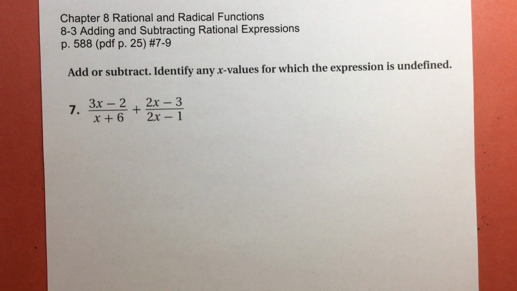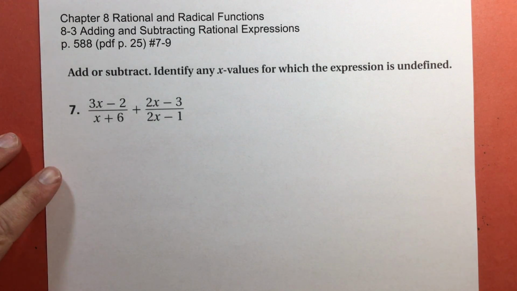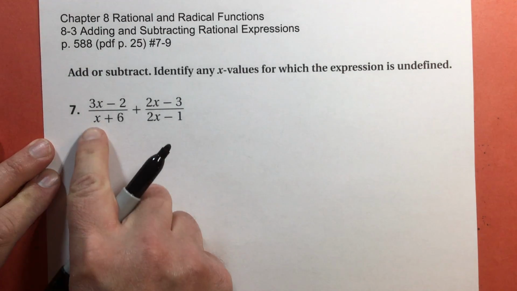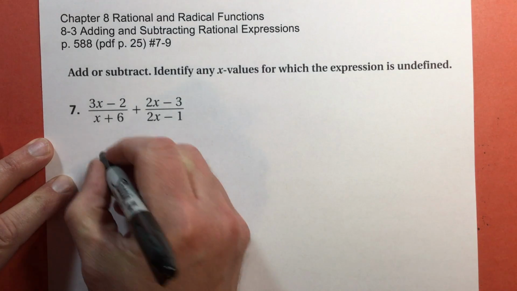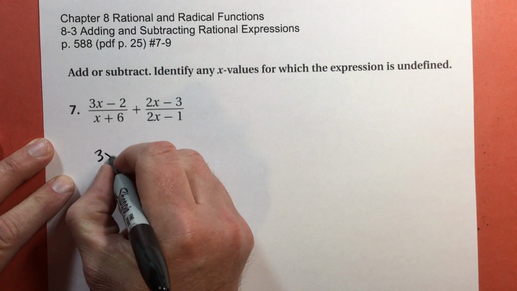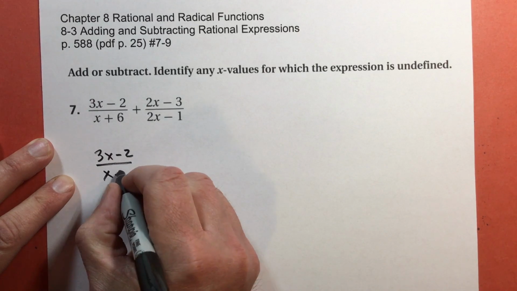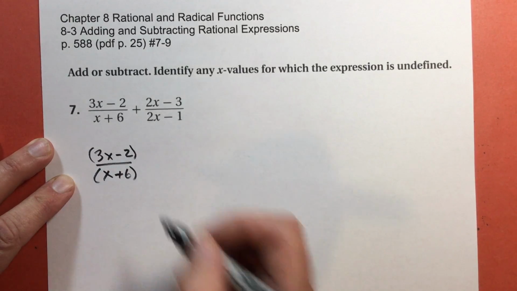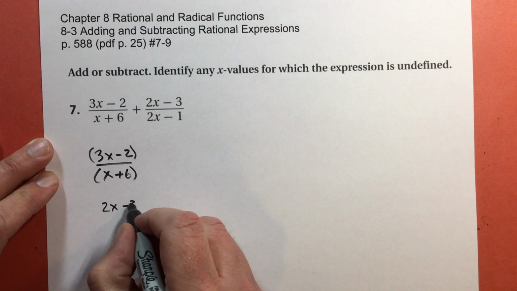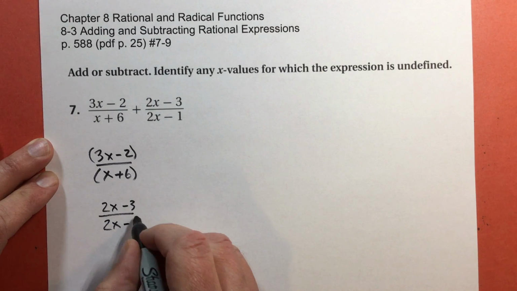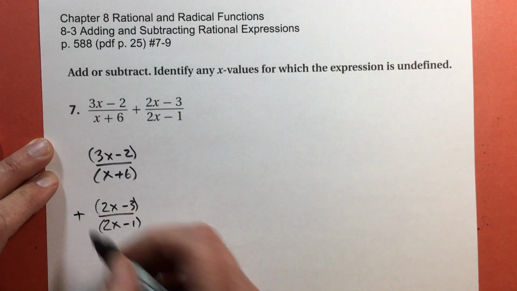So this problem looks kind of simple, but actually if you look at the next two, which I'll show you in a second, this one's actually a little bit more than the other ones. So it's a little deceitful, I suppose. Notice that the x plus 6 and the 2x minus 1, I don't need to factor those. So watch what happens. I like to write things vertically, so I'm going to write 3x subtract 2 over x plus 6. I'm going to put parentheses around everything, because I'm going to be multiplying, so I'm going to need to group that. And then I've got 2x subtract 3 divided by 2x subtract 1. Again, I'm going to group those, put a plus sign right there.